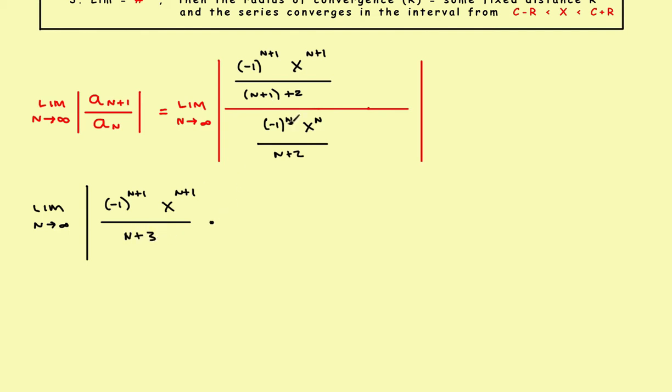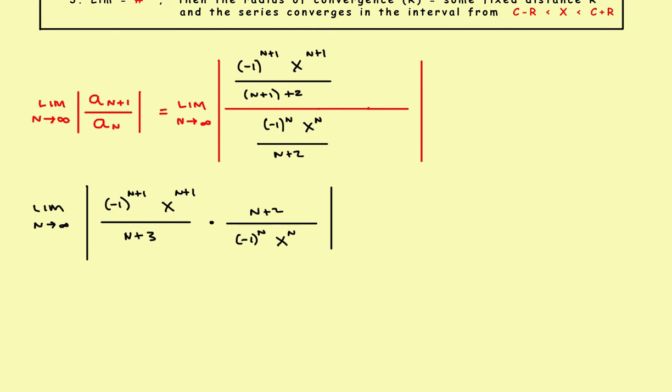I'll put that together and make that just be n plus 3, then times, now again, you've got a fraction divided by a fraction, so invert the denominator and change it into a multiplication problem. So this is going to become n plus 2 divided by minus 1 to the n times x to the n. And then here's the absolute value sign.